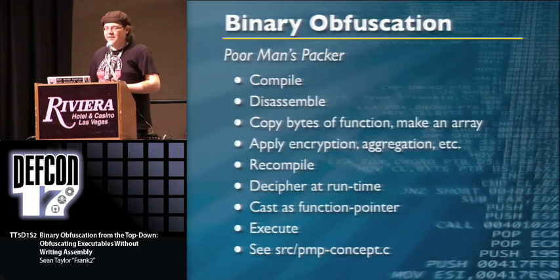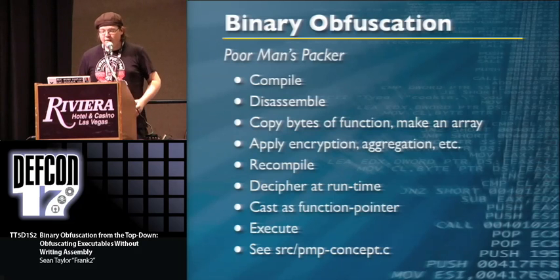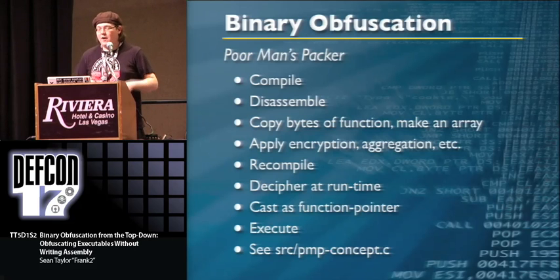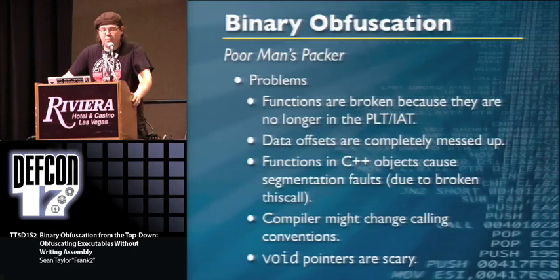So here is basically the ridiculous steps I take in order to actually accomplish a poor man's packer. First we compile it, then we disassemble it, then we copy the bytes of that function and we make it an array. Then we apply encryption or obfuscation before compile time in order to make our data all messed up and weird. Then we recompile it, and then it gets decrypted or deciphered at runtime. Then we make that a function pointer and we run it. The PMP concept.c on the CD-ROM will give you an example of this. It's a very simplified example. But this comes with a whole bunch of different problems.